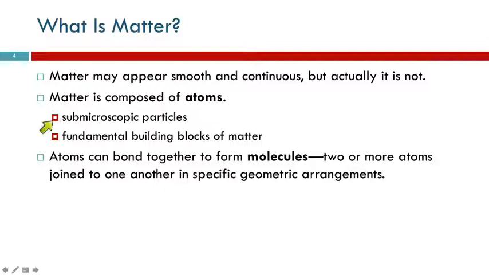So atoms are submicroscopic. They're too small to be seen with a microscope. Sub means below. They are the fundamental building blocks of matter. Atoms can bond together to form molecules. A molecule is just two or more atoms that are stuck together. They form specific geometric arrangements. You could make a model of a molecule by gluing styrofoam balls together. But when atoms combine, they combine in specific arrangements. They kind of click into place.